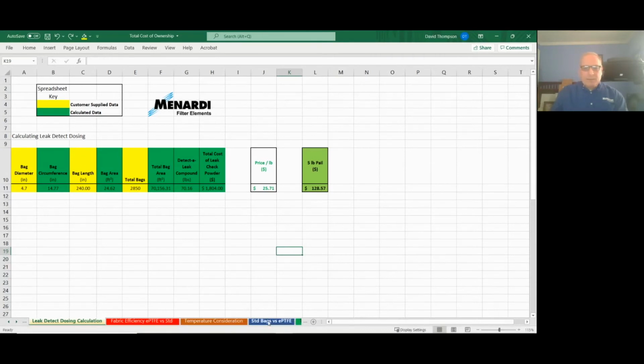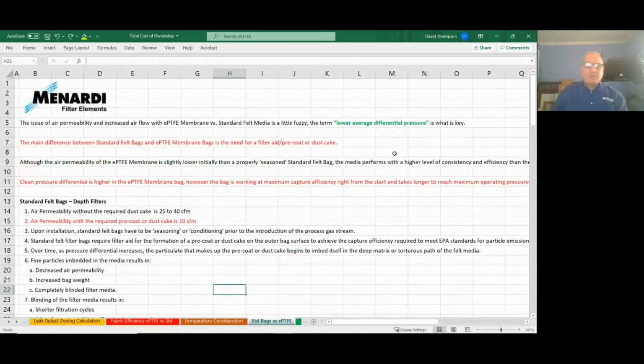One thing I can touch on real quick is the difference between regular bags and membrane bags, why one is different than the other, and why one works better than the other. This just gives you an idea. I wrote here that the issue of air permeability and increased airflow with a membrane versus a standard felt bag is a little fuzzy. The term lower average differential pressure is what is key. If you've got a lower differential pressure with a membrane bag, typically it's easier to operate than a bag with pre-coat.